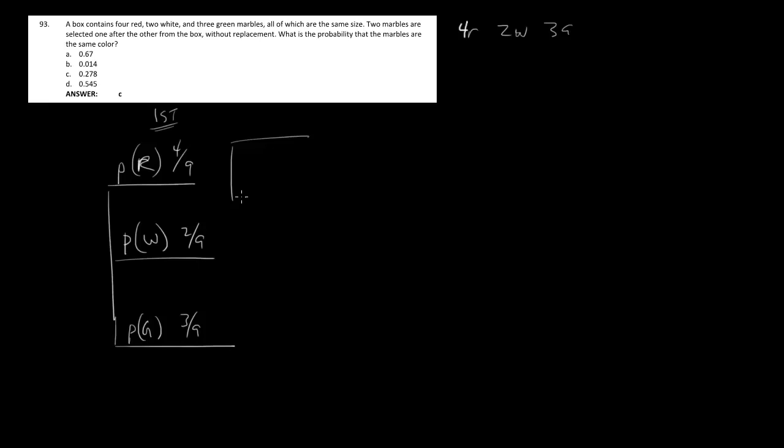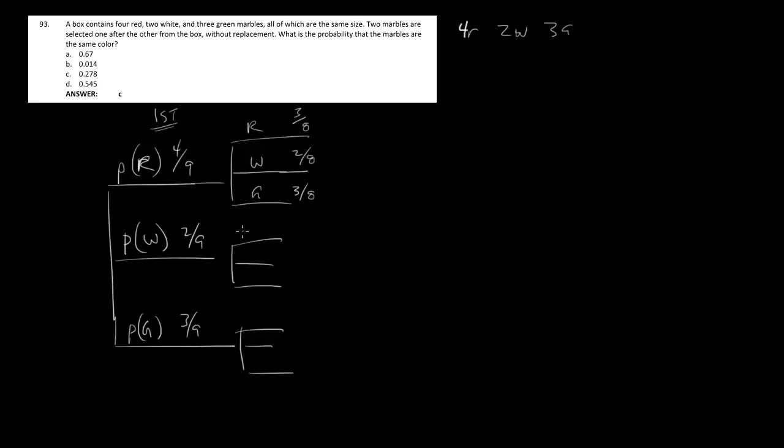Now, if I were to make a second selection after, let's say, I chose red, the next marble might be red, might be white, might be green. If I've already selected a red marble, that means that there's one less marble and there's one less red marble. Whereas if I've selected a red marble, there are still 2 white marbles, but one less marble overall. And if I select a red marble first, then the number of green marbles remains 3 because I never took away a green marble, and there's 8 marbles overall.